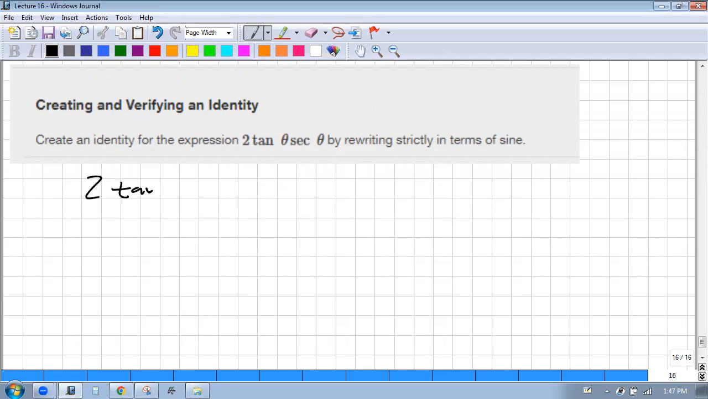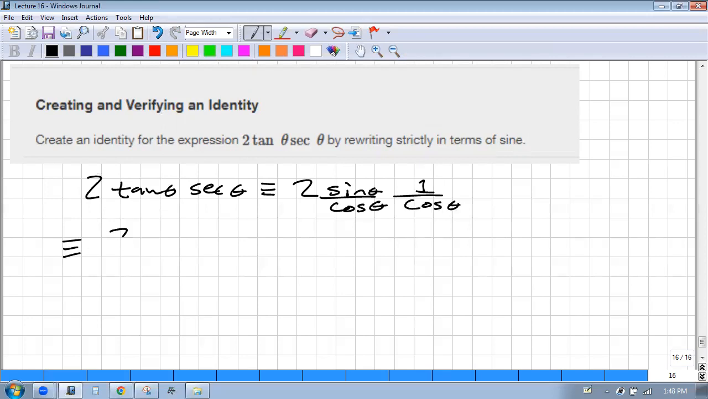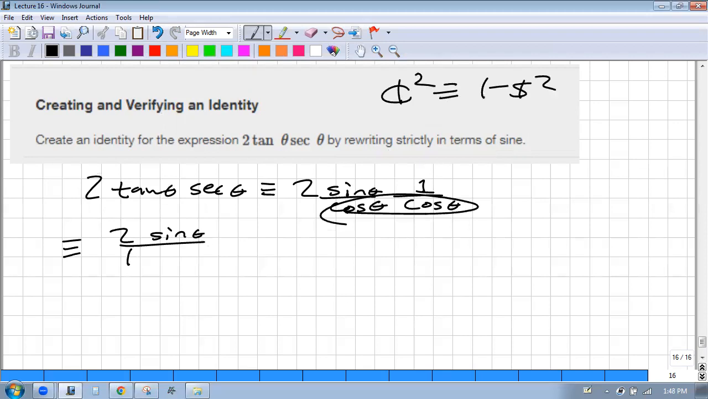We have 2 tangent theta secant theta. They want us to rewrite it strictly in terms of sine. Okay, we'll do that for them. But we could turn this into anything we want. I could say, okay, tangent is sine over cosine. Secant is 1 over cosine. So I have 2 sine over cosine squared. Cosine squared is always 1 minus sine squared. So 1 minus sine squared. Boom, I did what they wanted. I turned it all into sines.